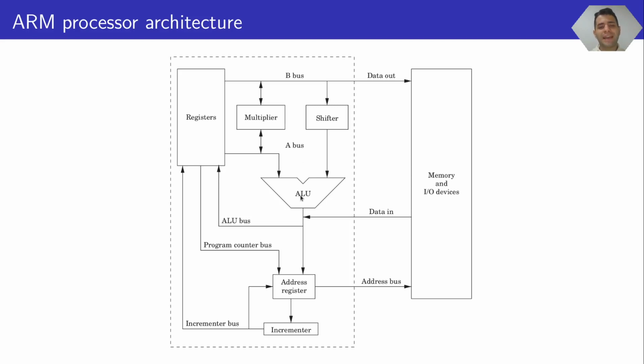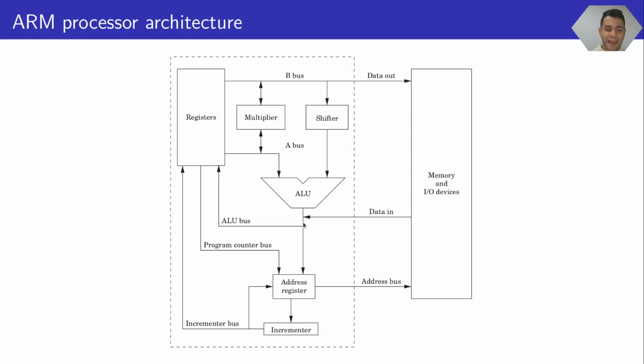Additionally, the A and the B buses can provide operands for the multiplier, and the multiplier can provide data for the A and B buses. Then the data coming from memory and/or I/O devices is fed directly into the A bus here.